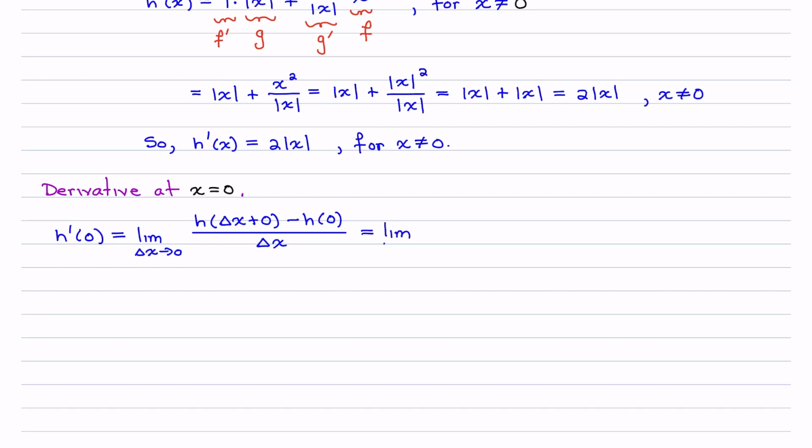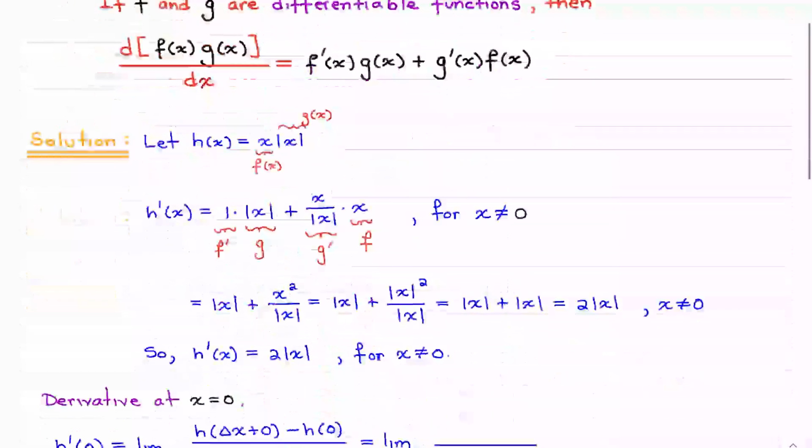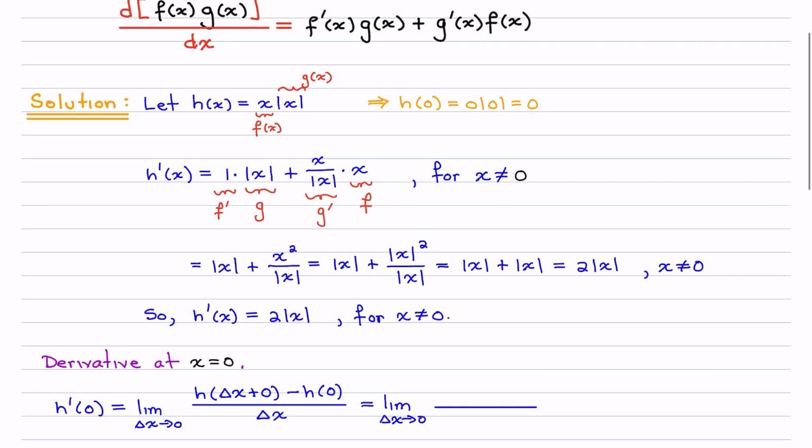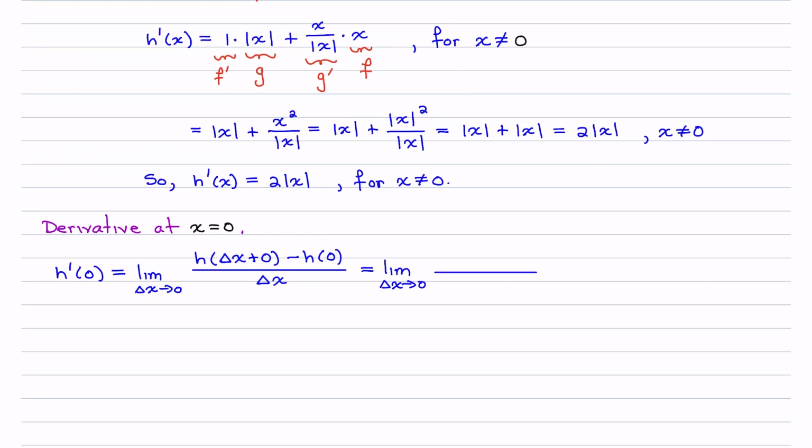And this is the limit as delta x goes to 0. Now let's look at our function. What's h of 0 here? Let's just do it up here. We can evaluate 0 times the absolute value of 0 is 0. Okay, so we have that. So now, 0 plus delta x is just delta x.